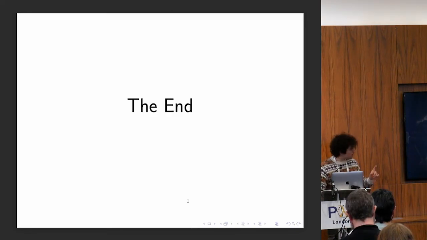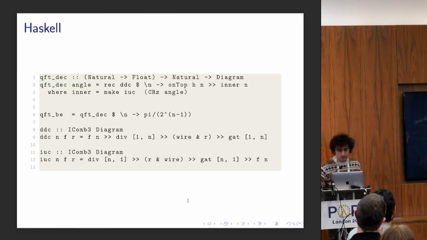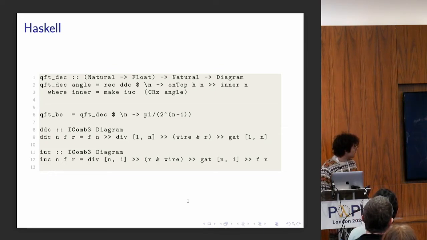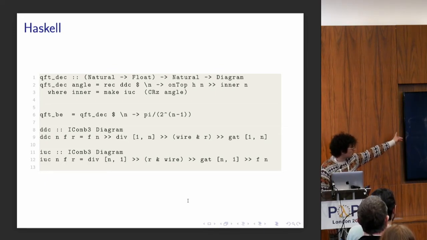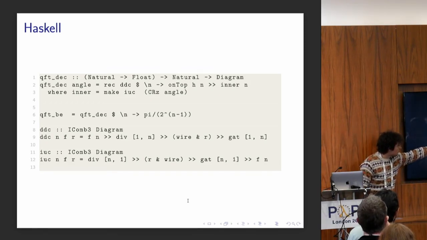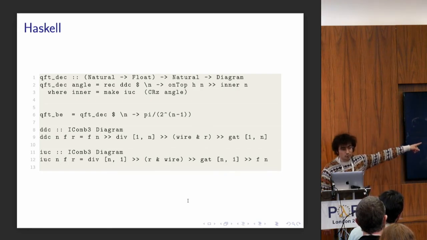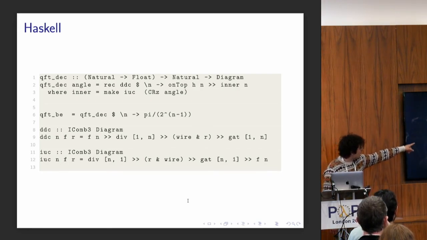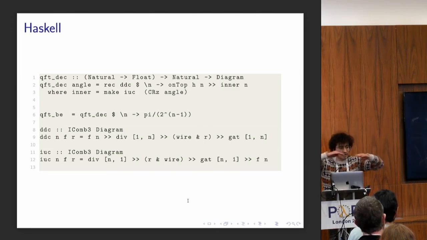This is the end, but this is just to show you the code, if I had time. This is the code that does the QFT. So these are the patterns, but this is just a diagram. The arrows are just sequential composition, and the ampersand is a tensor product. You have these diagrams, and you just compose them together and wrap them in this recursive structure. So that's it. Thank you.